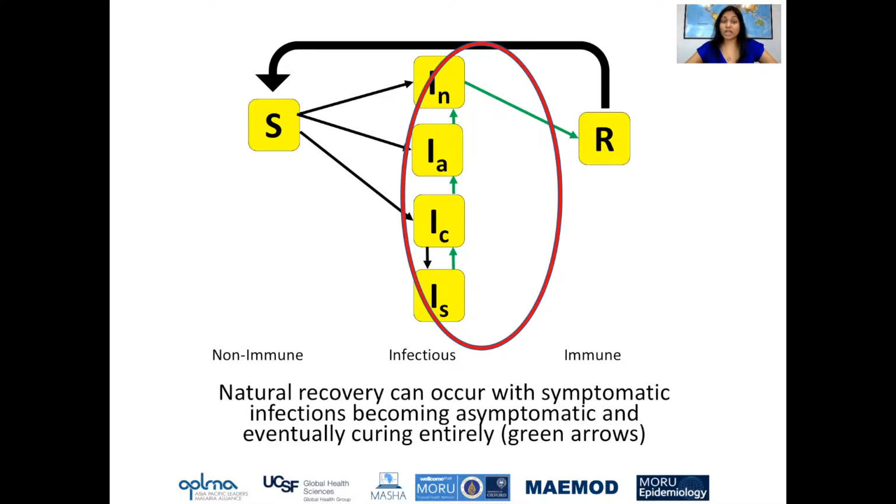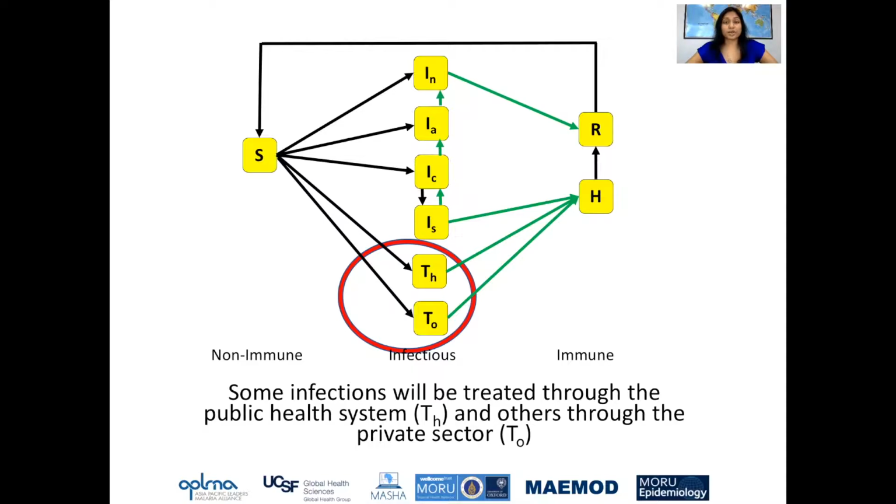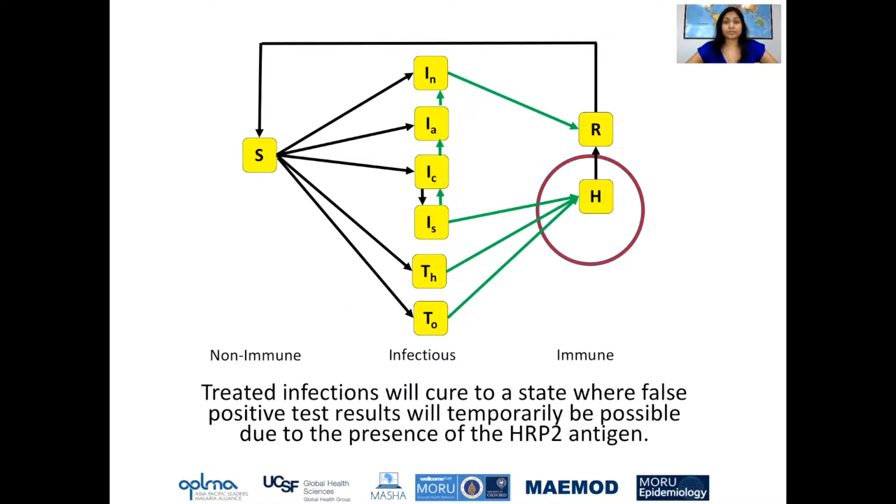One can recover from a malaria episode in two ways. Natural recovery can occur with symptomatic infections becoming asymptomatic and eventually curing entirely. The other way to recover is through drug therapy. Treatment can be received through the public health system and through the private sector. Upon being treated, infections will cure to a state where false positive results may be possible on some rapid diagnostic tests due to the presence of the HRP2 antigen. This effect will eventually wear off after a few weeks.